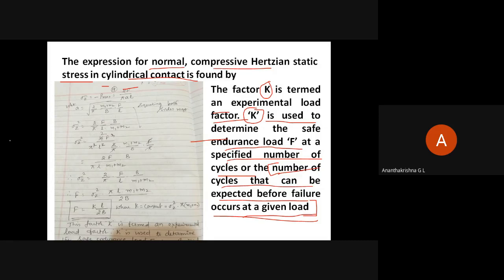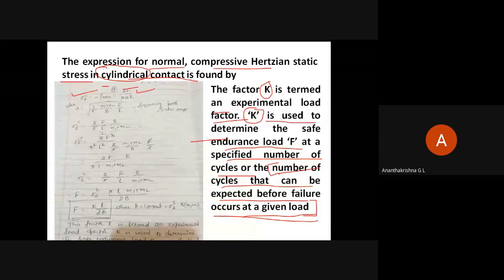How I'm going to find the value of K is by taking the sigma z value equal to minus P max. This we have learned already, especially for cylindrical contact. So it is given by 2F by pi into A into L. This we have taken from the volume of the semi prism. Just go back and check.